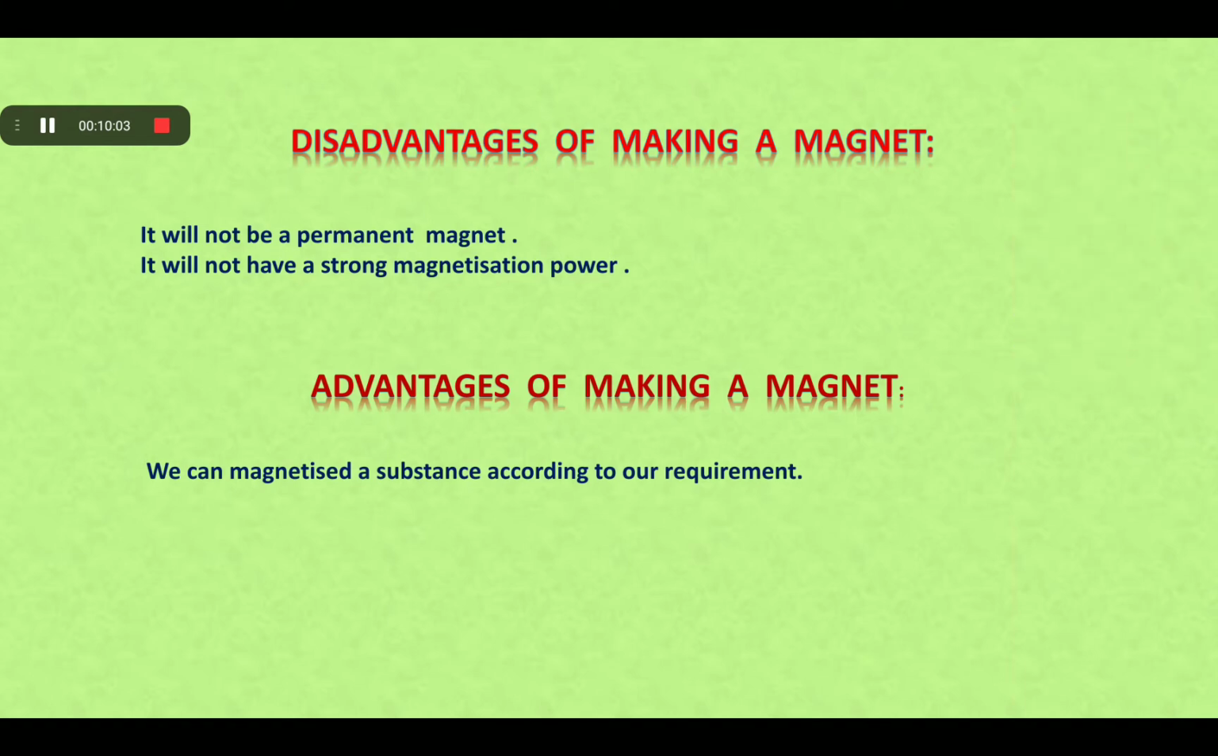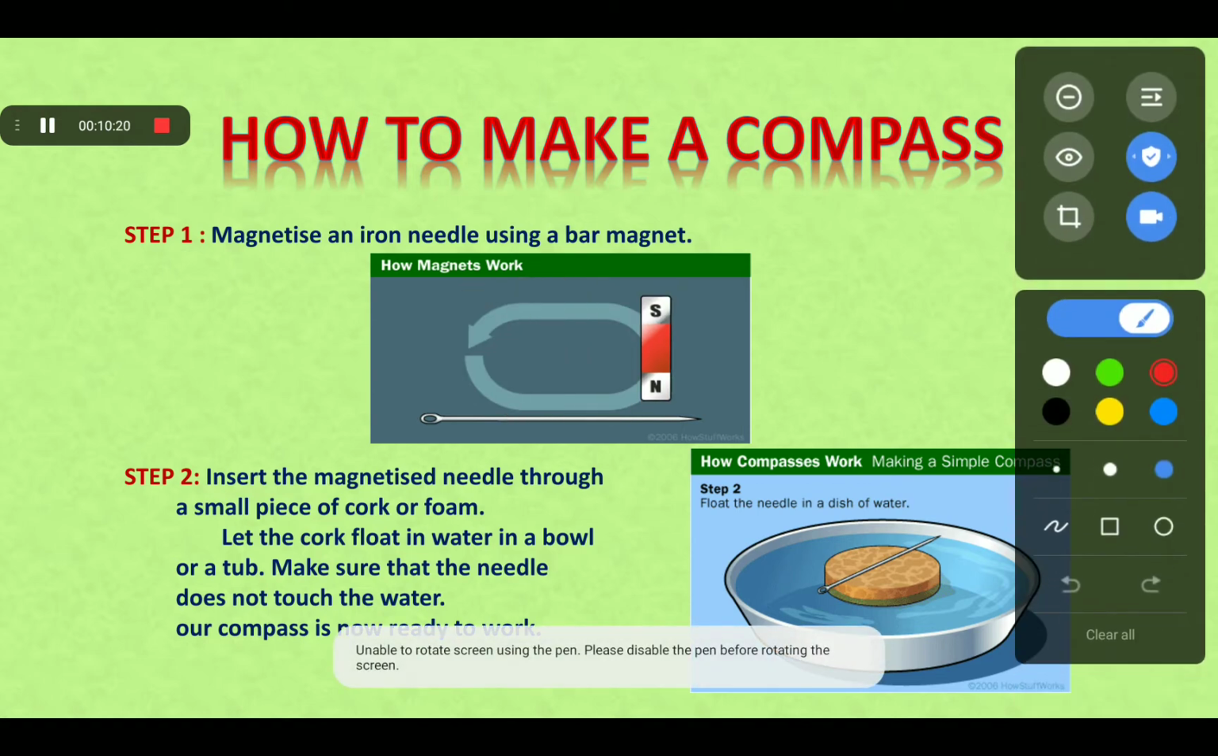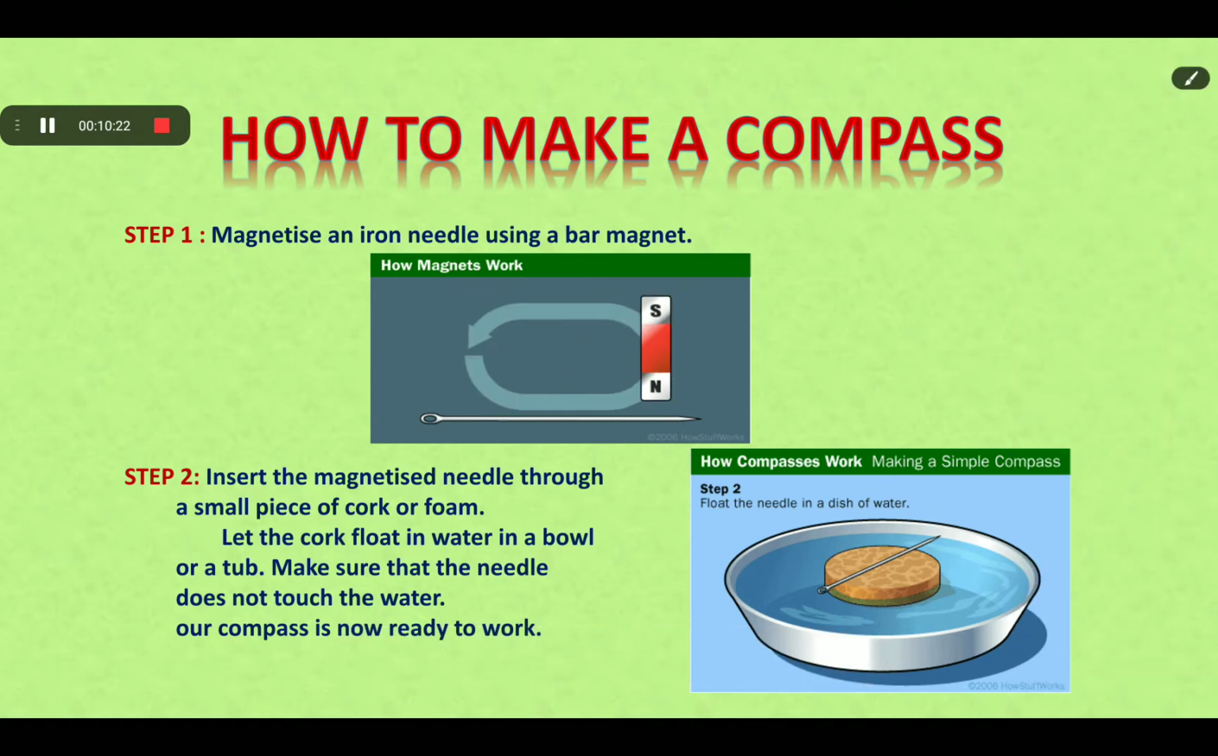Now, in the next slide, the topic is how to make a compass. Just like we have just studied how to make our own magnet, similarly, how to make a compass. In the first step, we have to magnetize an iron needle using a bar magnet, the same as in making our own magnet.